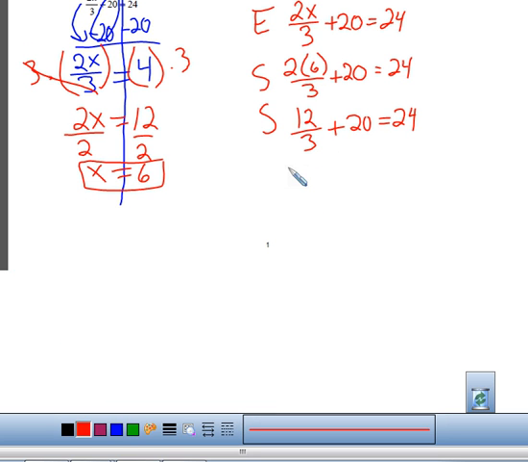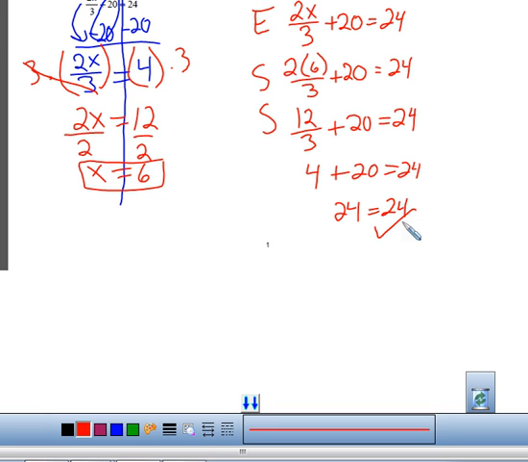I've seen students here add the 20 and the 12. Well, you can't do that. First you have to divide. But if you were to do 20 plus 12, you'd get 32. And 32 divided by 3 is not going to equal 24. So we get 4 plus 20 equals 24. And then 24 equals 24. And it checks out beautifully.